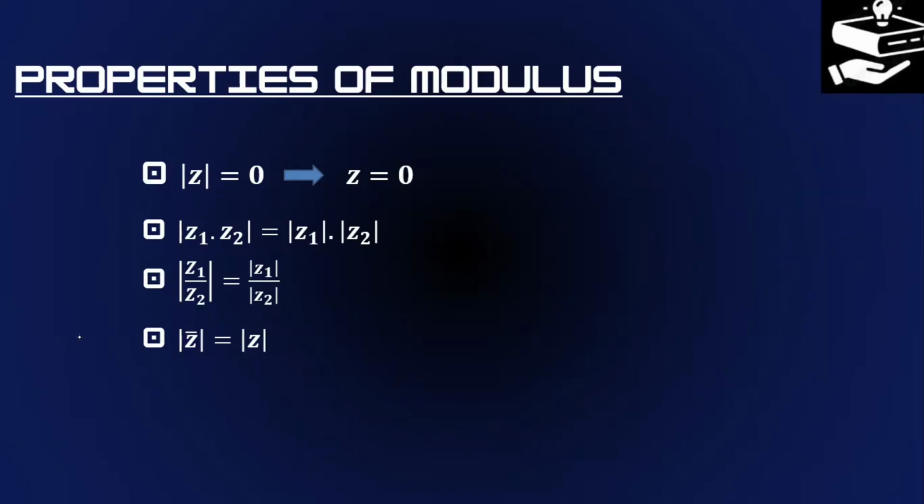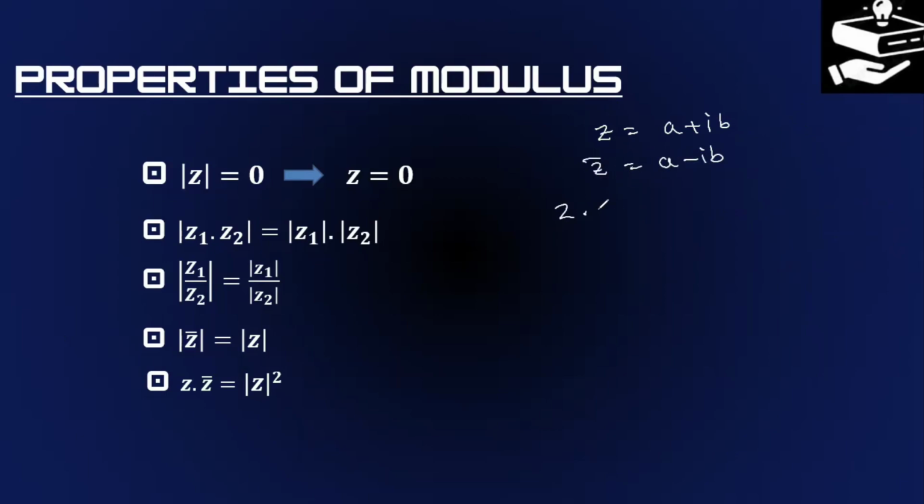Okay. Next one is z times z bar is equal to mod z whole square. This is also very much important. You need to focus on this. How can we prove this? See, again I am saying z is equal to a plus ib. So z bar will be a minus ib, right?